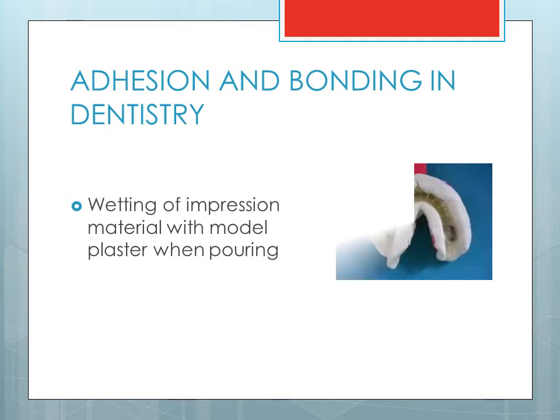Another classic example is of an impression. When you take an impression and you pour it with plaster or gypsum, wetting of the impression material with that gypsum is important, and that will only take place if there is good adhesion of the gypsum and the impression material. So, these are two examples of adhesion and bonding in dentistry.